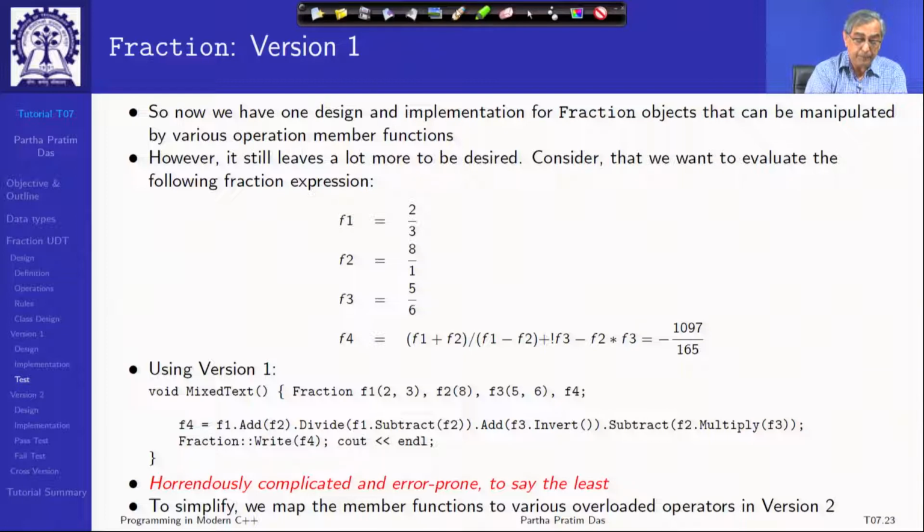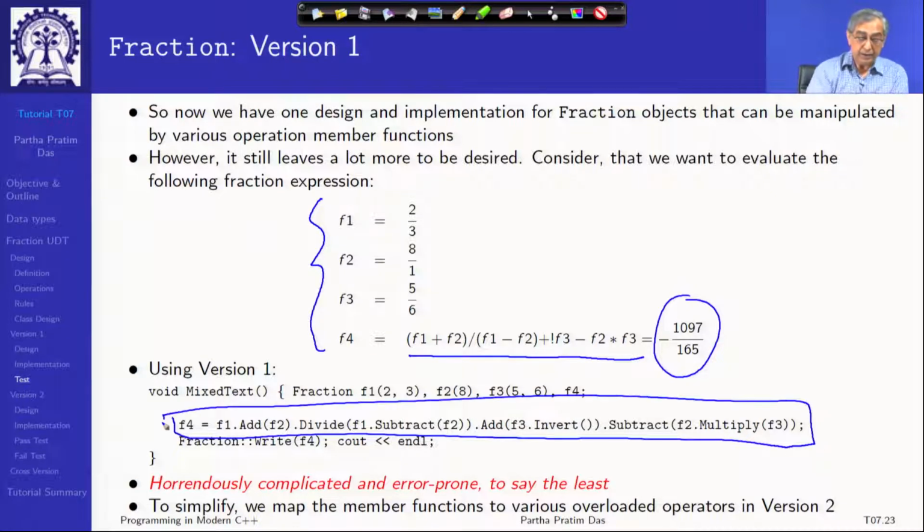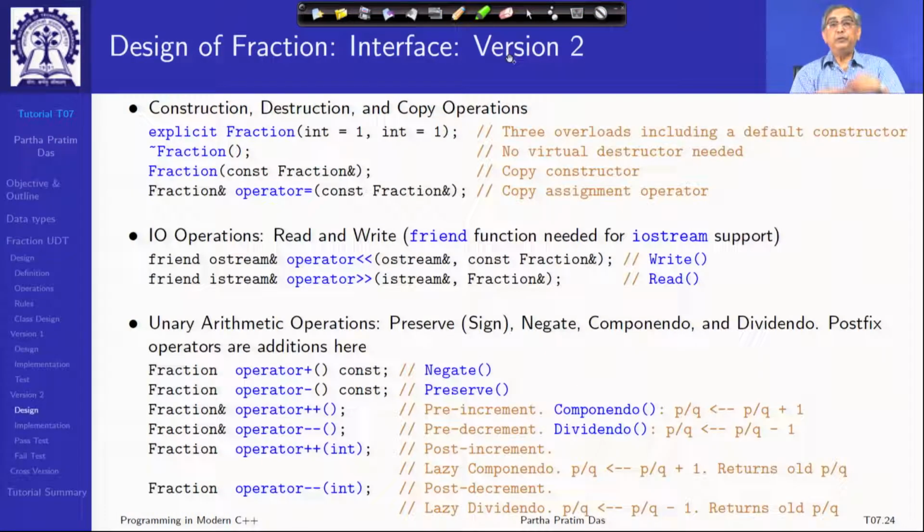Suppose with this version I take an example of 3 fractions f1, f2, f3 that I have defined, and f4 is given by this expression, which actually turns out to be this value. How do you write it in this design? Turns out that it is such an expression, horrendous looking. You can get lost any time in terms of using the operator name, parenthesis and so on, and it is very error prone.